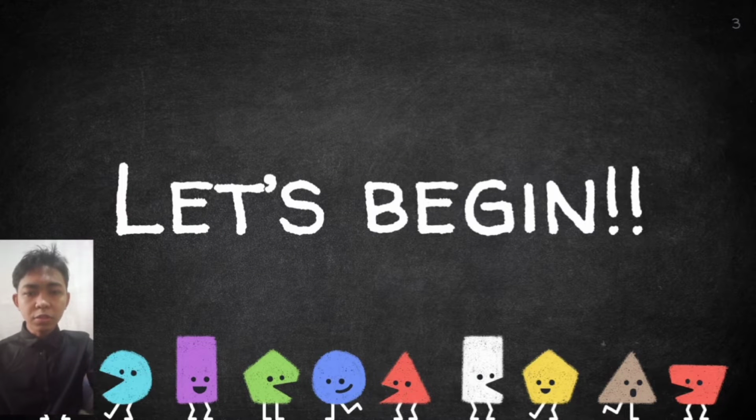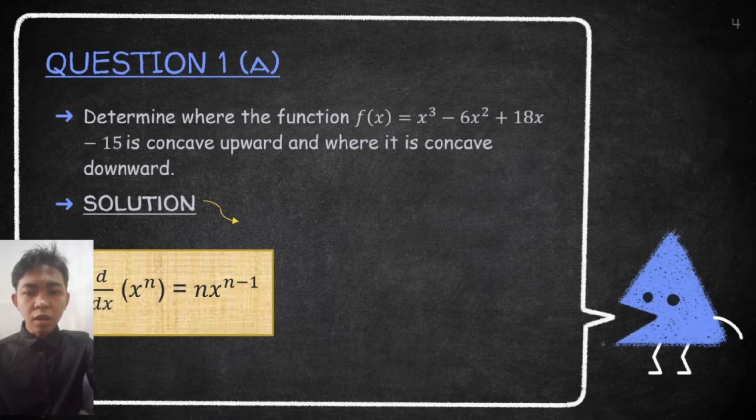So let's proceed to our agenda. Let's have a look at our first question. Our first question is to determine where the function f(x) is concave upward and where it's concave downward. To solve this problem, we need to differentiate the function using the power rule.